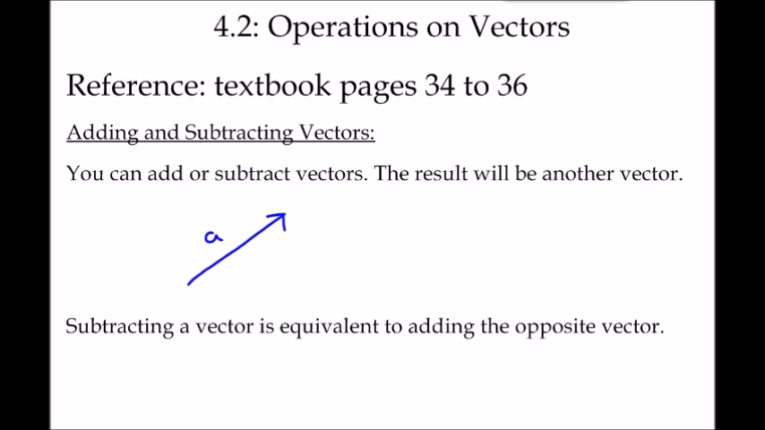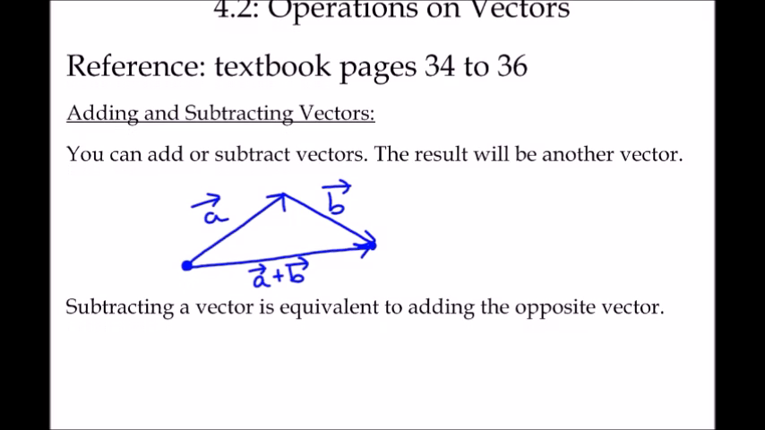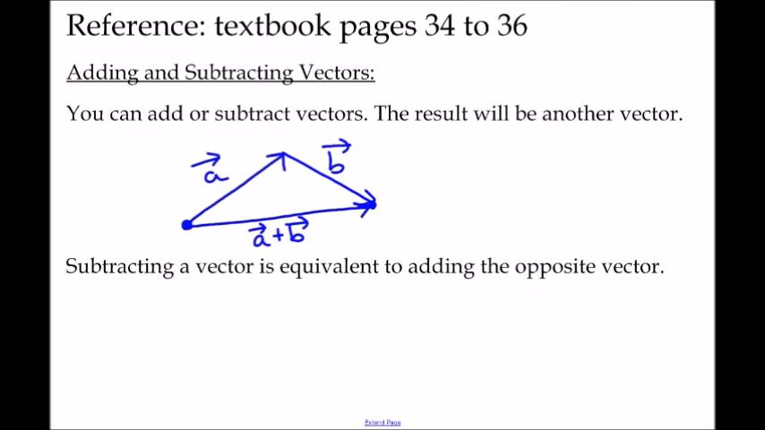So for example, if you have vector A, and then you're adding vector B, you're going to get the resultant vector A plus B from the tail of the first one to the head of the second one. Now, if you subtract a vector, you can think about it as equivalent to adding the opposite vector.